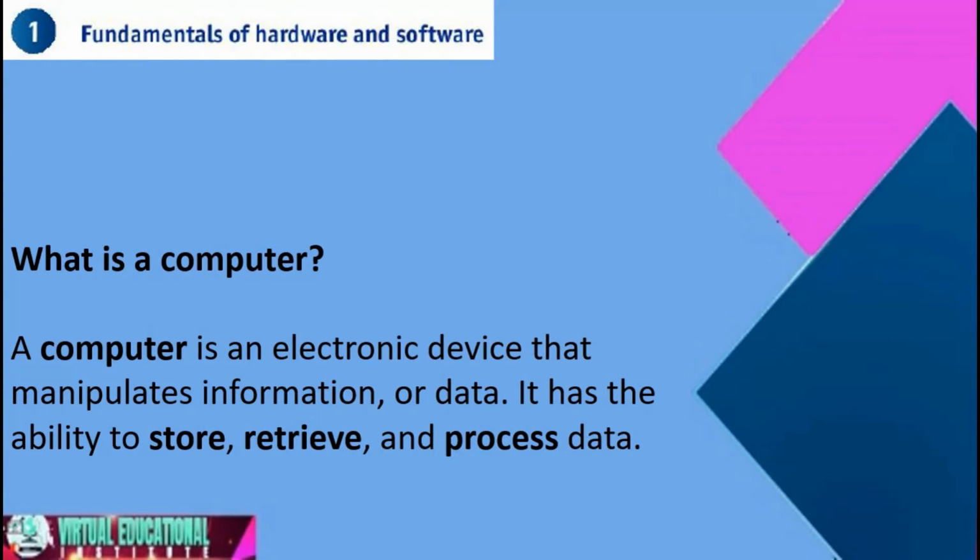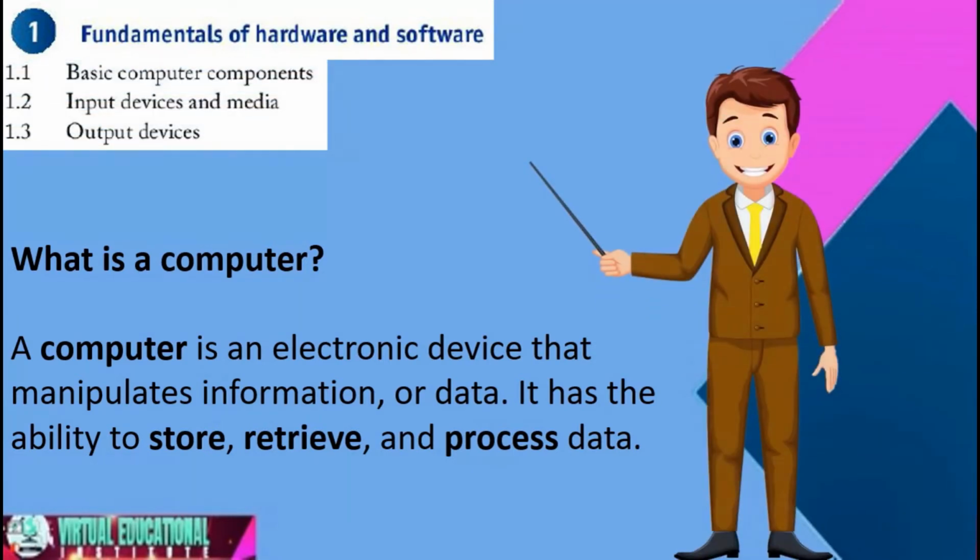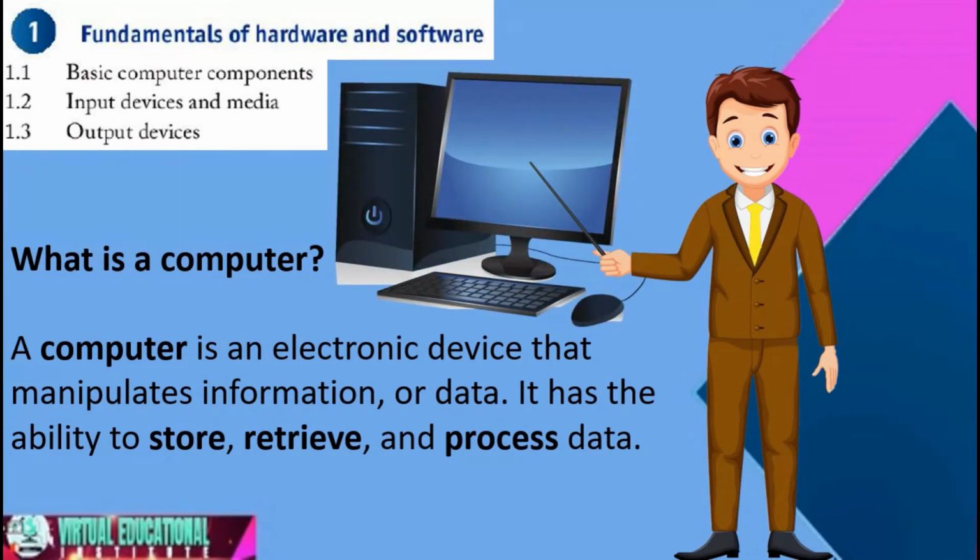But of course, if one is going to be looking at the computer, you will first need to know what really a computer is all about. Now, what is a computer? A computer is said to be an electronic device that manipulates information or data. It has the ability to store, retrieve, and process data.